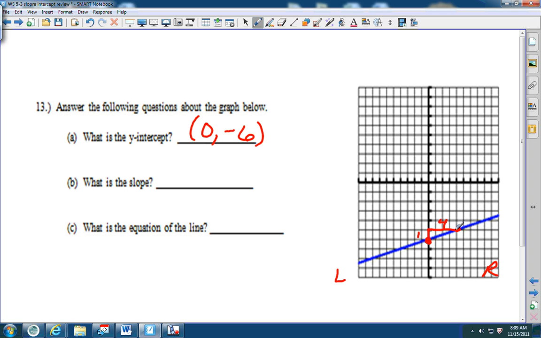I would always try it again. Up 1 and over 1, 2, 3, 4. Sure enough, 1 over 4 would be my slope. My equation, y equals, remember, m is the slope, b is the y-intercept. 1/4 x minus 6. Again, the biggest thing on the graphs is after you come up with the equation, put it in that calculator and double check and make sure you got it correct.